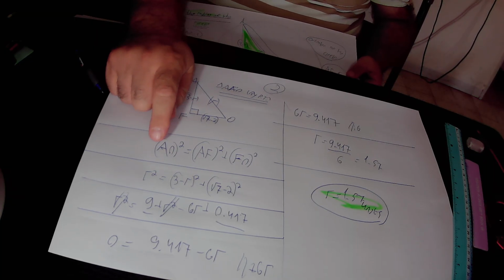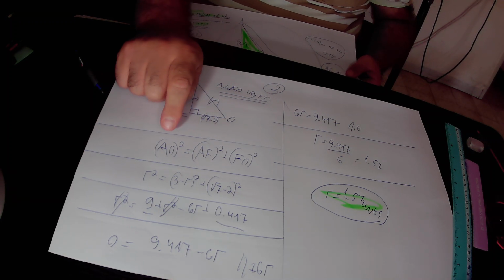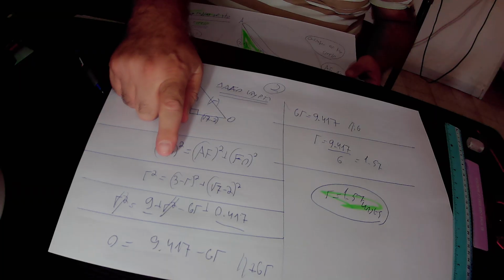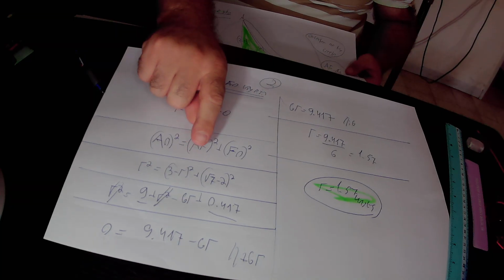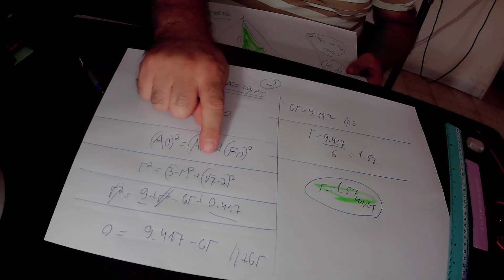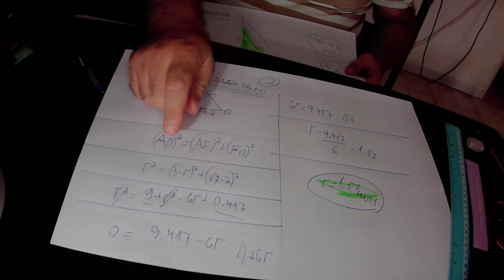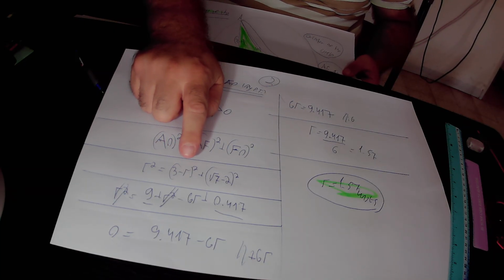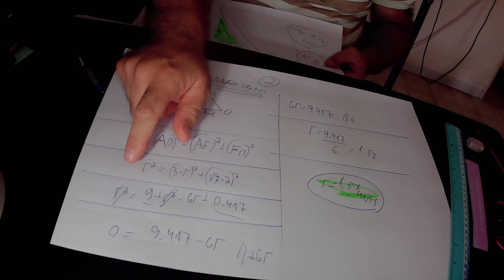So in total, we find that R squared equals (3 minus R) squared, plus (square root of 7 minus 2) squared. Here we open the brackets and find that (3 minus R) squared equals 3 squared, that is 9, plus R squared, minus 2 times 3 times R, that is minus 6R, plus (square root of 7 minus 2) squared. (Square root of 7 minus 2) squared in total equals 0.417. So in total, R squared equals 9 plus R squared, minus 6R, plus 0.417. We have R squared on both sides of this equation, so R squared will get cancelled.